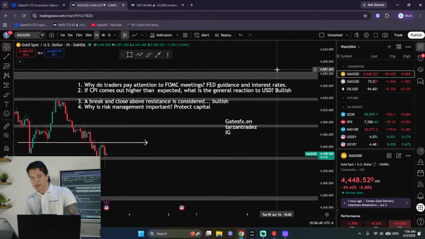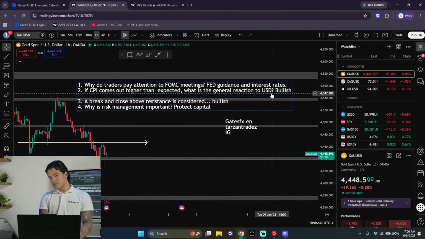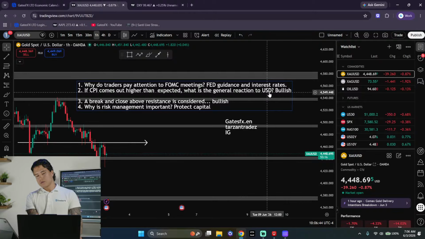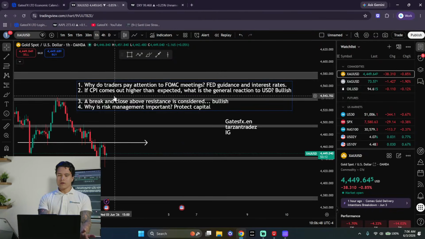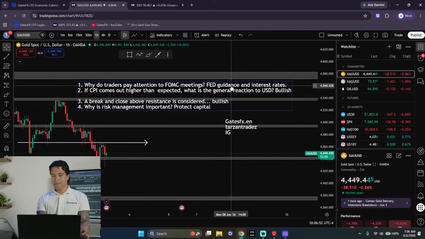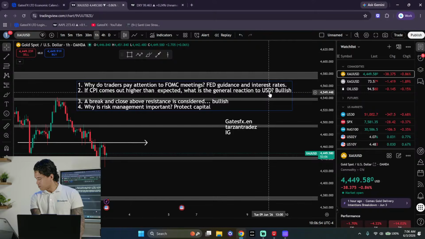Yeah, a lot of you guys, I saw a lot of you guys put USD bearish for this. Did I write it wrong? Hold up, let me read it again. If CPI comes out higher than expected, yeah, higher inflation report. The general reaction to that is bullish. Yeah, 100%. I was just making sure.